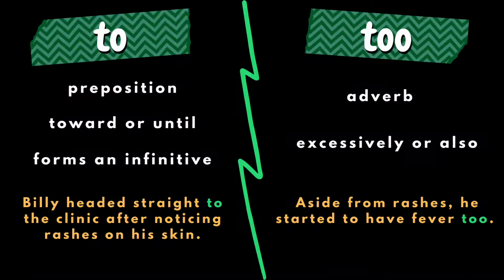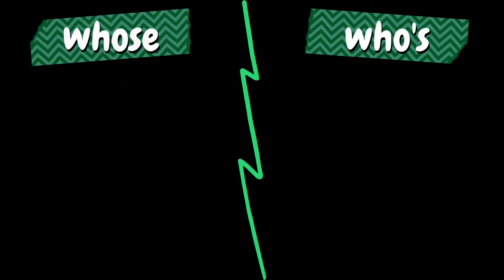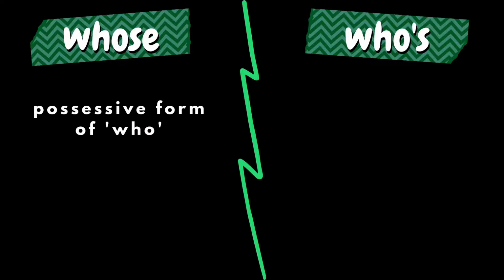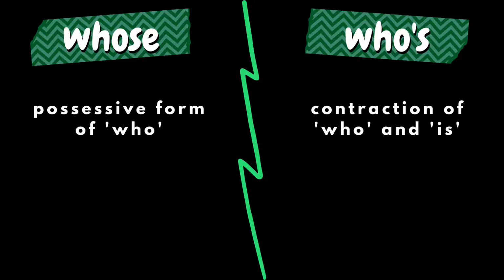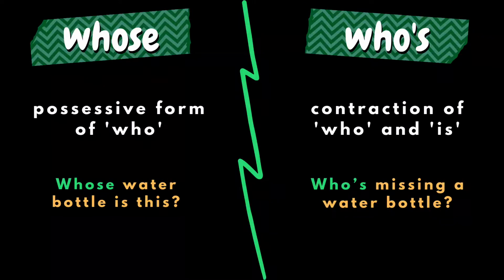The ninth pair is whose and who's. Whose and who's both come from the word who. Whose is its possessive form, while who's is the contraction or the short term for who and is. For example, whose water bottle is this? Who's missing a water bottle?